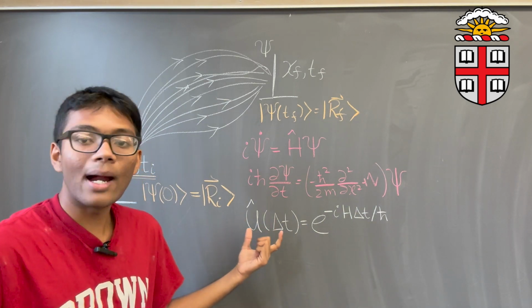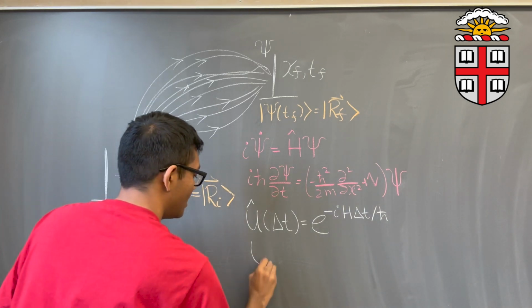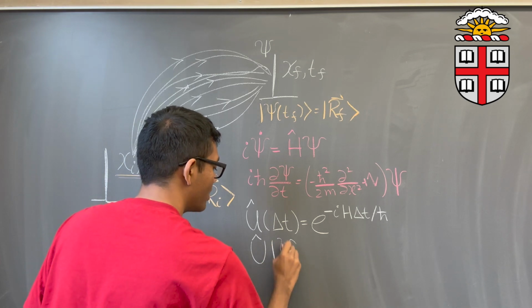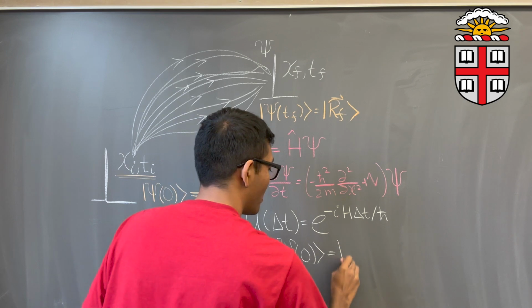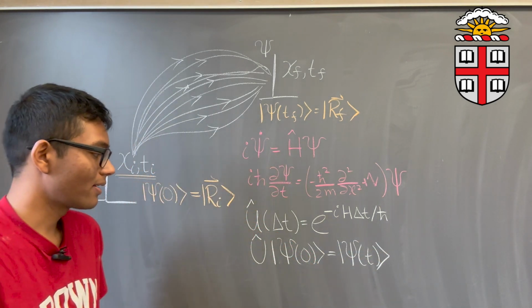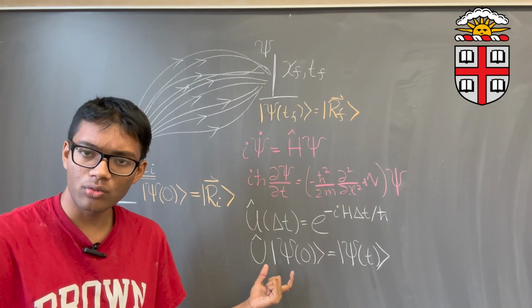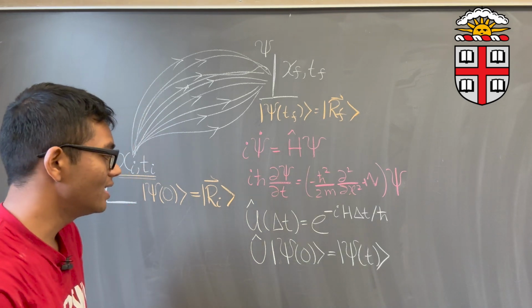Now, of course, the operator doesn't make any sense in isolation, but once you apply this time evolution operator to our initial wave function, psi of 0, then you get our wave function at some later point in time, psi of t. So by acting the time evolution operator on our initial wave function, we get the wave function at some later point in time, psi of t.